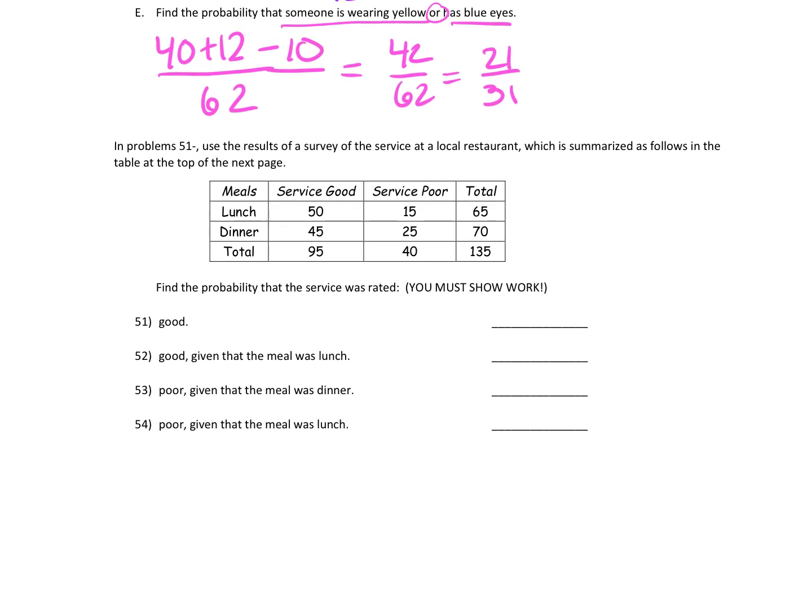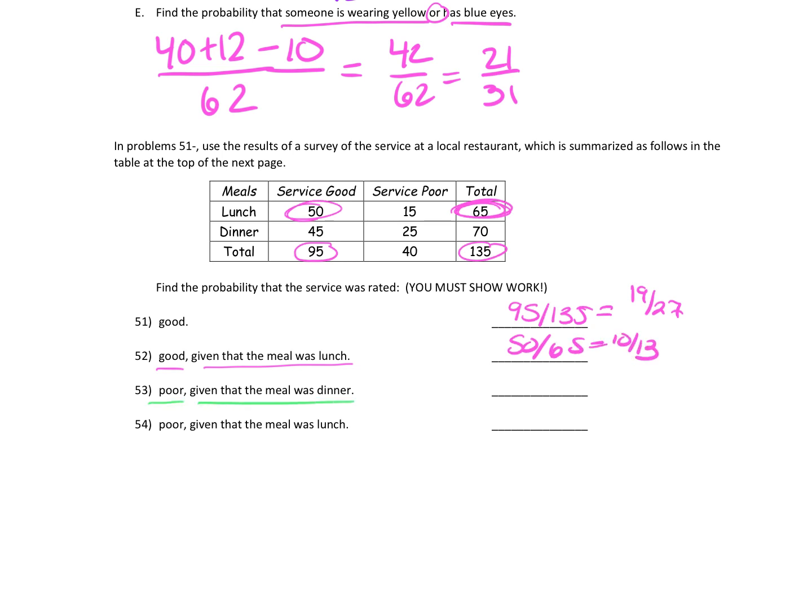All right, one more two-way table. So probability that the food was good. So total good service was 95 out of 135, which will reduce to 19 out of 27. Good, given that the meal was lunch. So given that it was lunch, then we're looking at the lunch total, and that it was good, so it'd be 50 out of 65, which would be 10 out of 13.